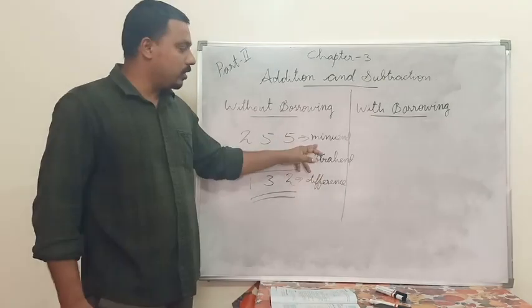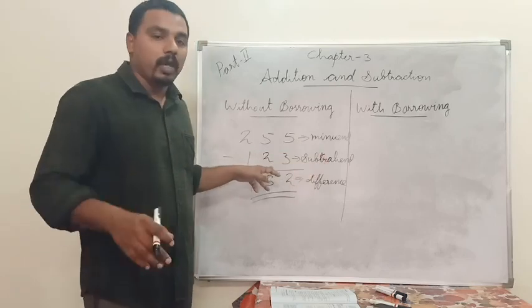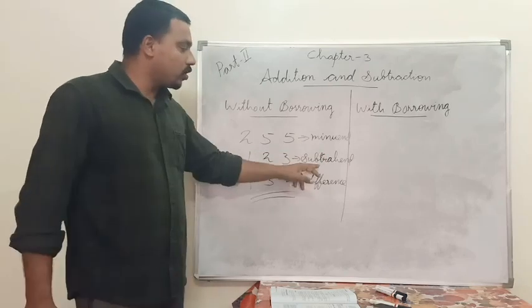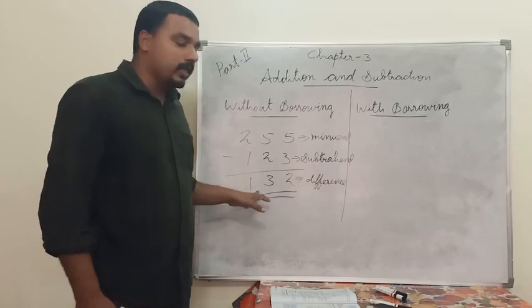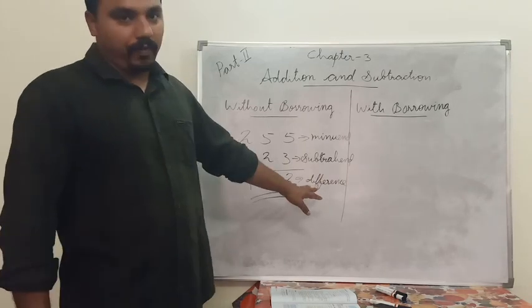So the first number is called the minuend, and the second number, which we need to subtract, is called the subtrahend, and the answer of subtraction is called the difference.